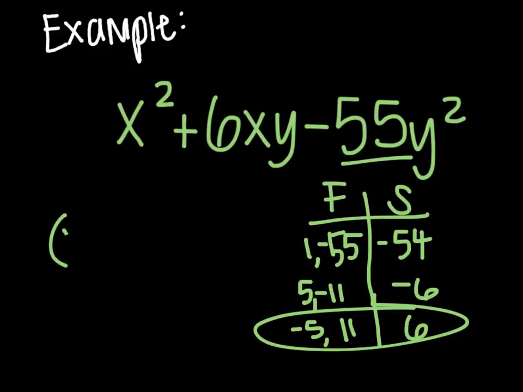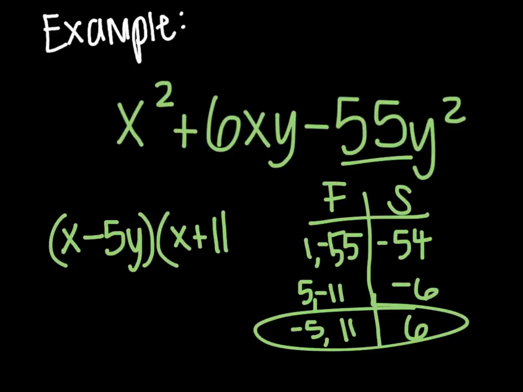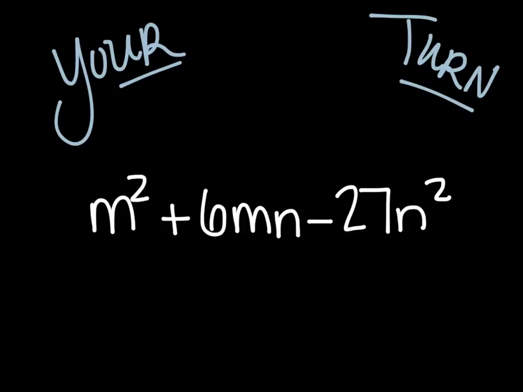So then I know x minus 5, and then I have to have my y value there because we have 2 variables. And then x plus 11, and that needs to have the y also because of the y squared. All right, please tell me the factored form of this trinomial.